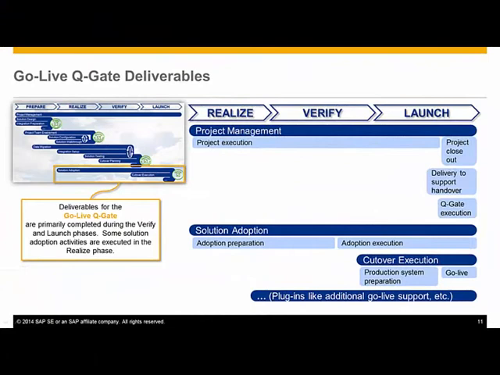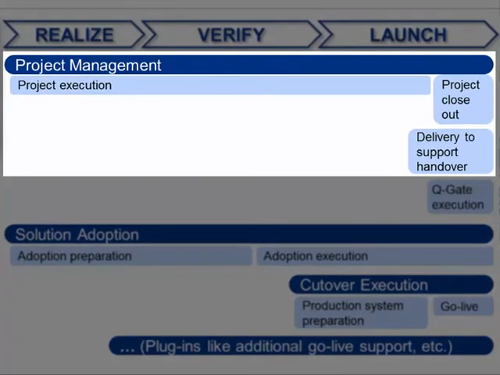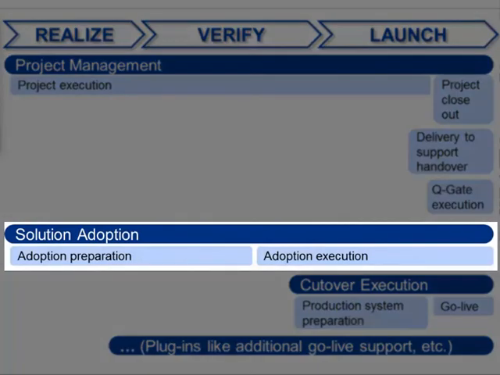The last queue gate is the go live, and it occurs at the end of the launch phase. New deliverables occur in the project management stream in addition to the day-to-day project execution. Towards the end of the project, the service delivery team hands the customer over to SAP support and closes out the project. In the solution adoption stream, the customer prepares the transition plan that will be used to roll out the new solution within the organization and with other impacted parties.